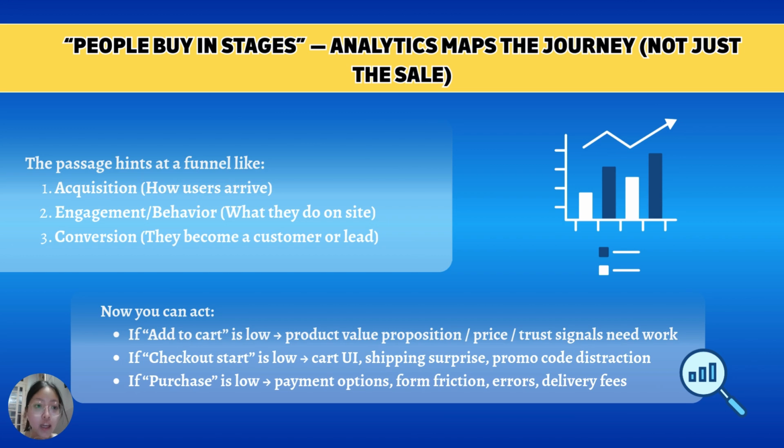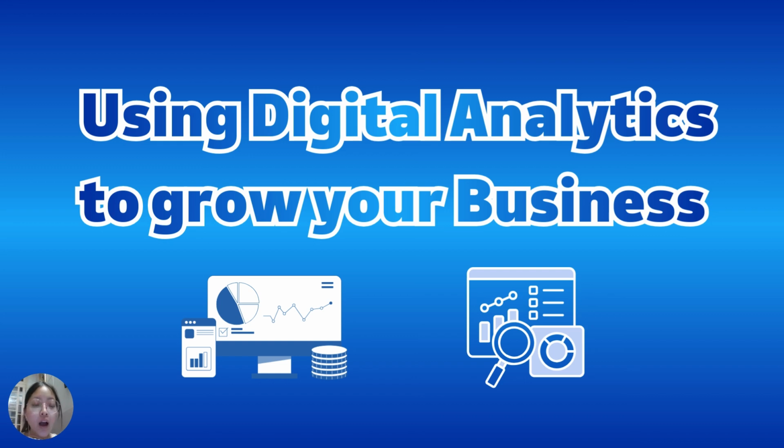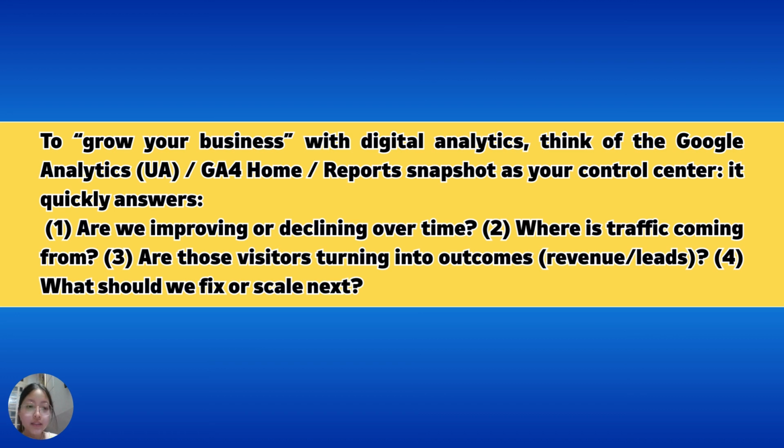Next, people buy in stages. Analytics maps the journey. So the passage hints at a funnel like acquisition, engagement, and conversion. Now you can act: if add to cart is low, product value proposition or price trust signals need work. If checkout starts is low, look at cart UI, shipping surprise, promo code distraction. And if purchase is low, look at payment options, form friction errors, delivery fees.